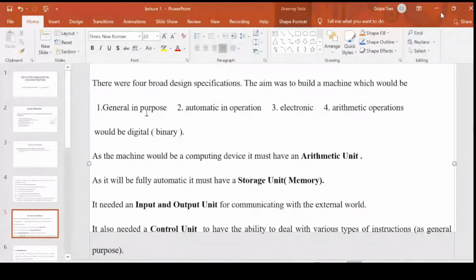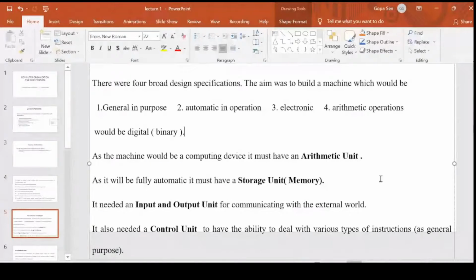Now, as the machine is a general type of machine, it will be able to perform all the operations. So the machine must have a control unit which will instruct the machine to follow the different steps required to execute the problem. So it must have a control unit.